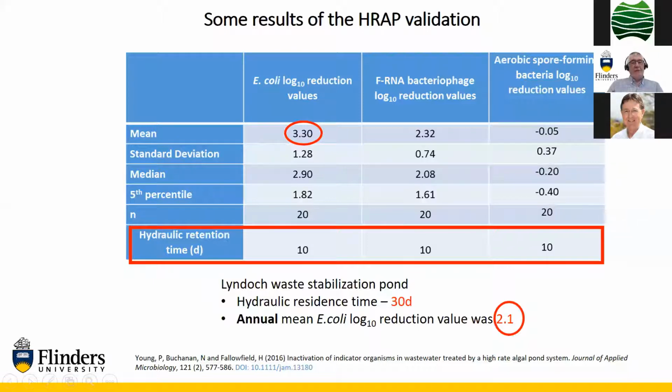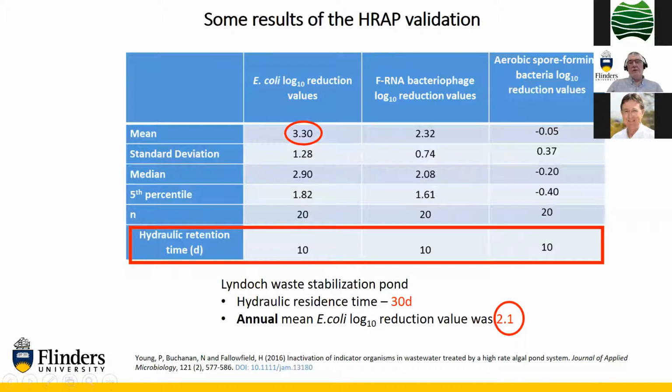The 5th percentile, which, as I said, is the lowest log reduction value of the 20 samples taken over the 10 weeks, becomes your 5th percentile value, and that's still 1.8, which is very close to the mean of the waste stabilization pond operated over a year.